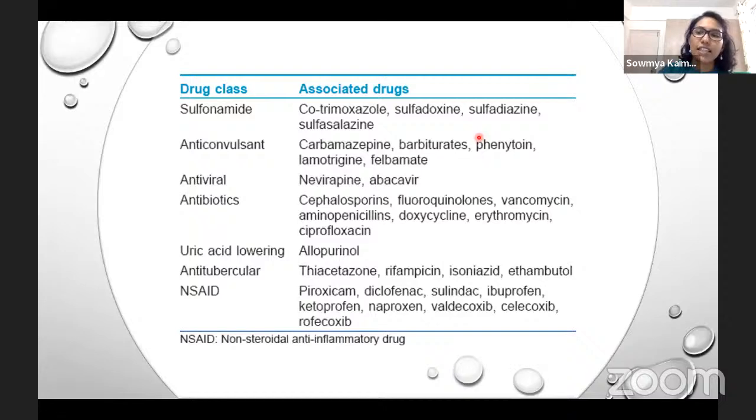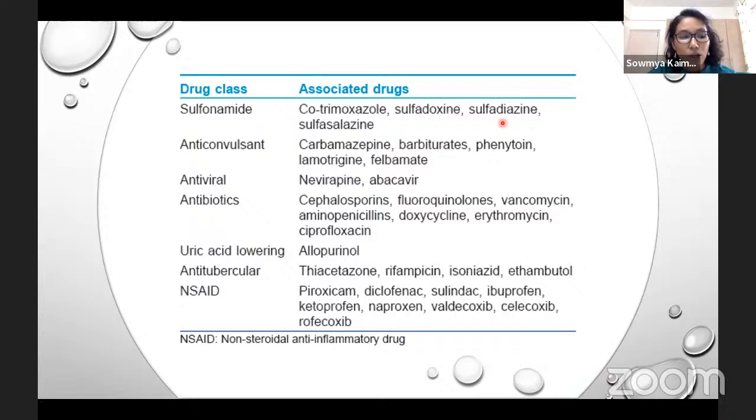Now, this is just a list of the common drugs that can cause SJS-TEN. But virtually any drug can. It's important to remember that even your innocent paracetamol could also be the cause of a drug reaction. So never rule out any drug.